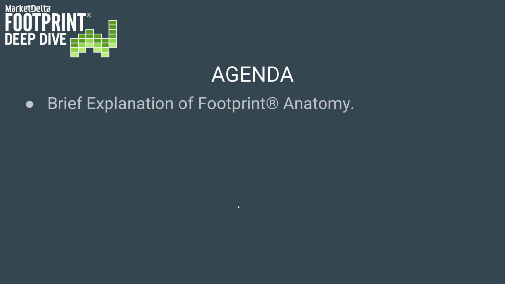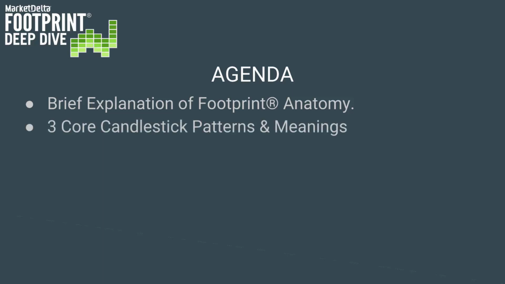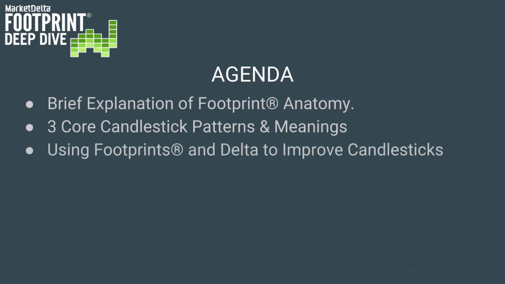So I'm going to give a brief explanation of the footprint anatomy that's already been touched on in some other deep dives, but I'll touch on it briefly here. And then we're going to look at the three core candlestick patterns and their meanings, and then how it translates from a candle to a footprint, how you can use the footprint and the delta for the bar to improve the read of what you're seeing in the marketplace.